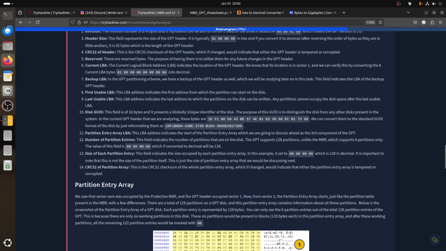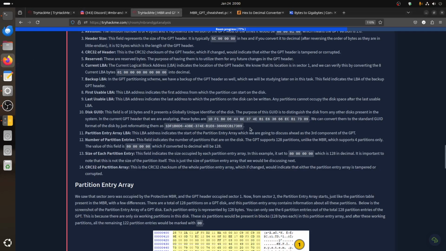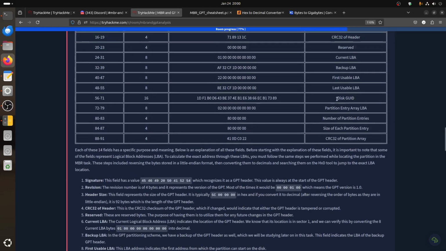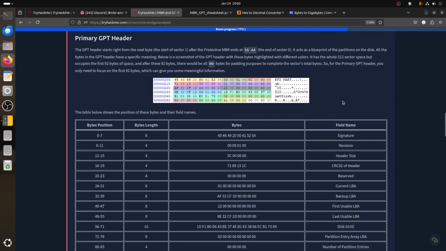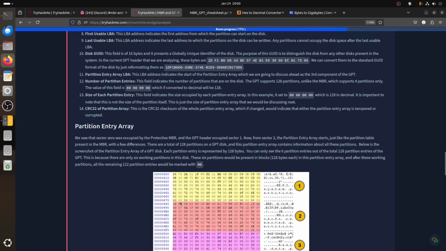Oh, this is the disk GUID. Okay. This is the GUID. No. I'm confused here. It's two different things. The disk GUID. I think they'll come back. No, I will find it here. I was confused just now.